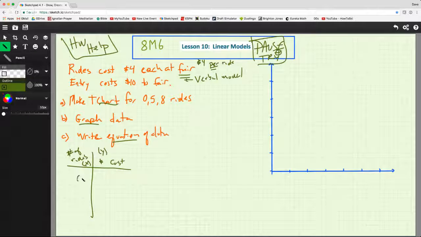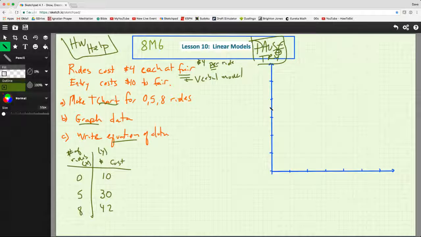Okay, so let's make a T-chart. 0, 5, and 8. Well, if I go on 0 rides, I still have to pay to get into the fair, so that's 10. If I go on 5 rides, that costs me 4 times 5 is 20, plus the 10 to get in, so that's 30. And then if I go on 8 rides, that's 8 times 4 is 32, plus 10, 42.